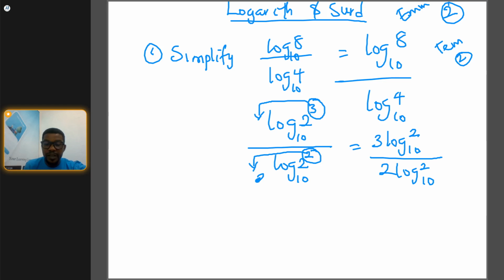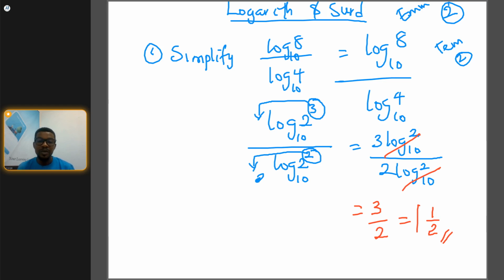So if you check this, you see that log 2 base 10 is the same thing. So these cancel out. We are left with 3 over 2, which is 1 whole number, 1 over 2. So our response is going to be 1 whole number, 1 over 2.